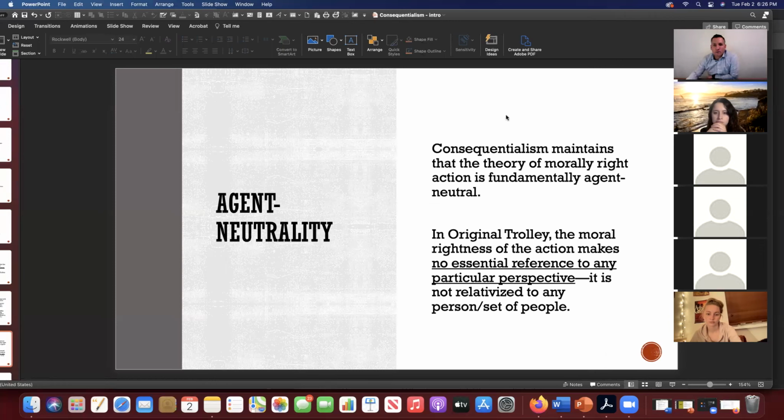Okay, so consequentialism maintains that the theory of morally right action is fundamentally agent neutral. So this is now getting into right action. We can understand agent neutrality in terms of outcomes, or good outcomes, but we can also understand agent neutrality in terms of the obligation side of things, the right action side of things. We know that for consequentialism, those connect in an essential and necessary way.